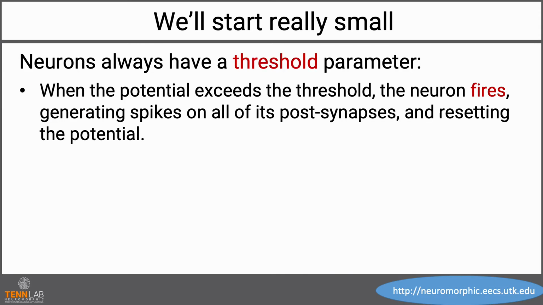Now, neurons also have a parameter called threshold, which is typically settable, and when its potential either achieves or exceeds the threshold, then the neuron fires, which will send spikes along all of its outgoing synapses, and then it'll reset the potential to a resting value, which is typically 0.